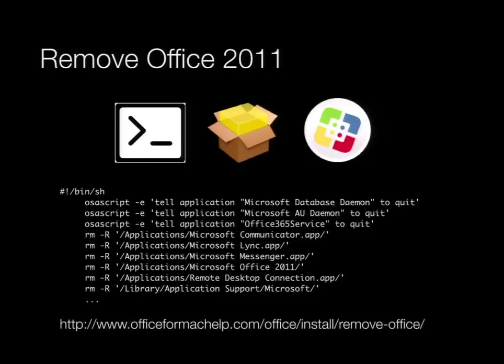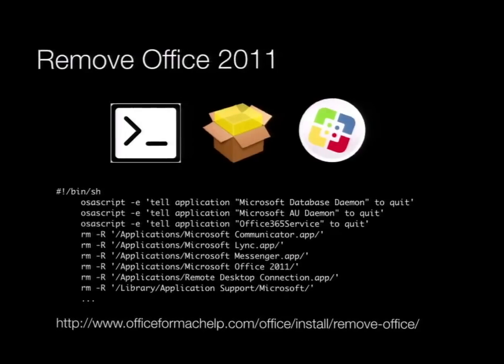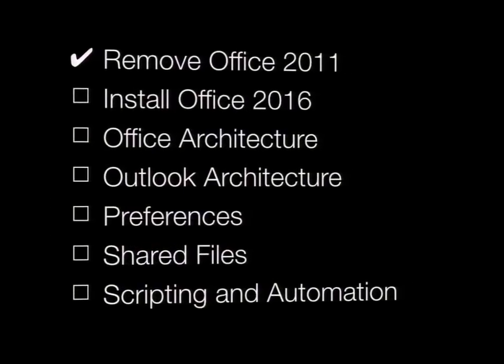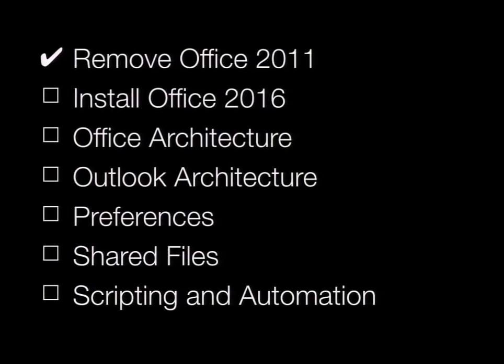I have two versions of a script to do all of this, a shell script and an AppleScript. You'll find them at the URL below, and all of these presentations will be available for download, so don't bother trying to copy all of these URLs if you can't get them that fast. They'll be available later. That's all there really is, just use a script to remove Office 2011. So let's move on to installing Office 2016.